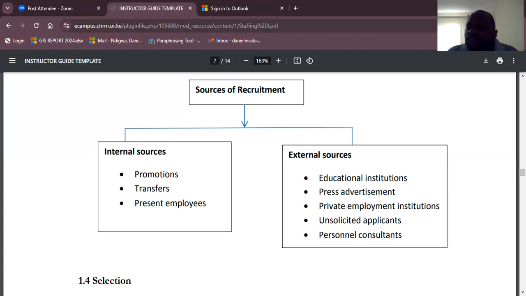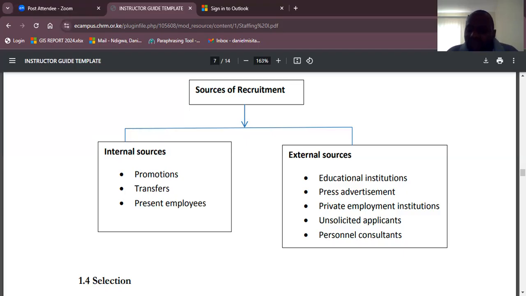For example, College of Human Resource is an educational institution. Sometimes you might want talent in those institutions; you just walk in, and you will get a placement officer who is in charge of that.